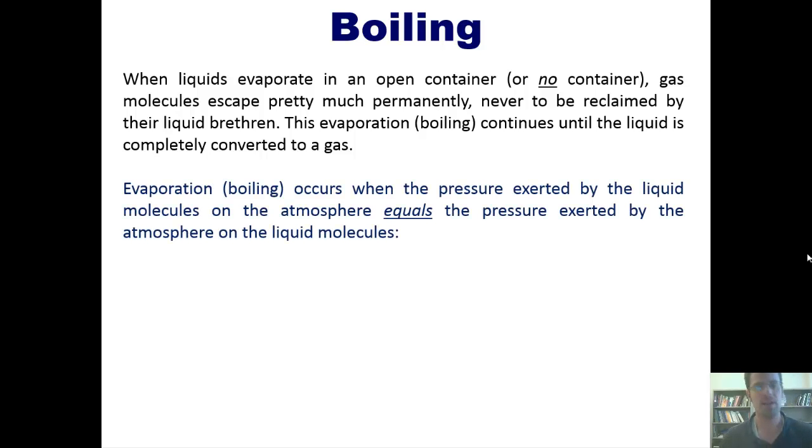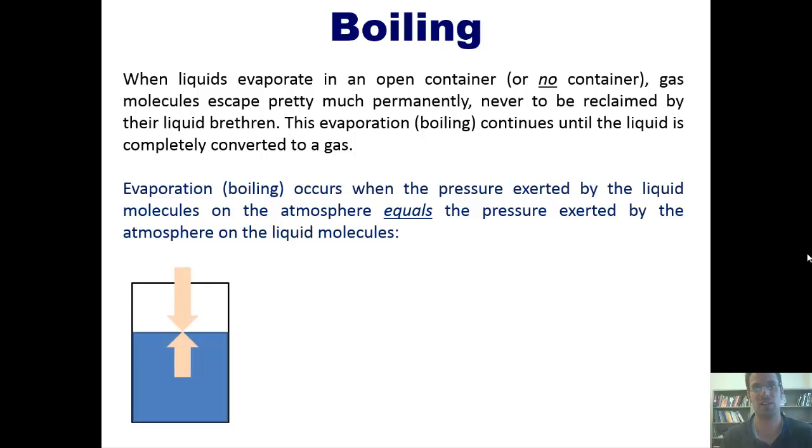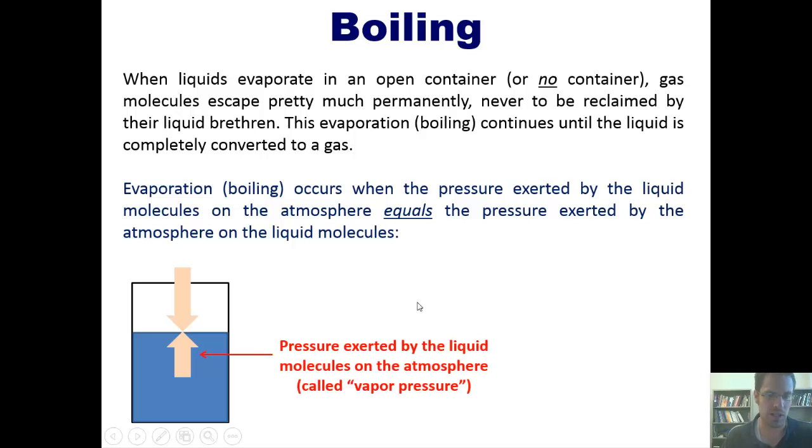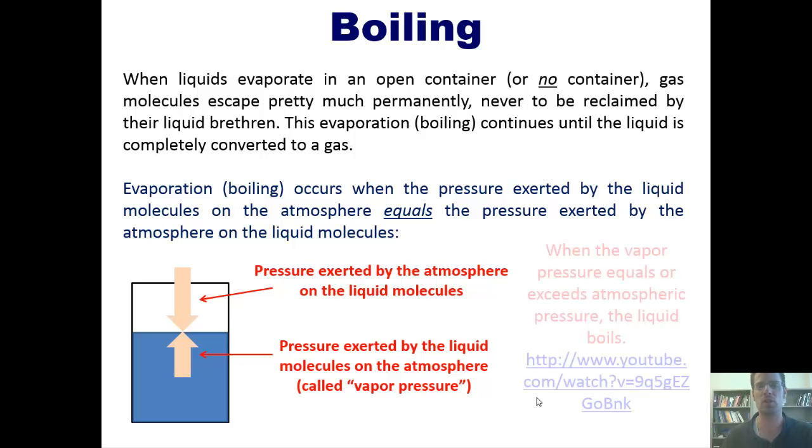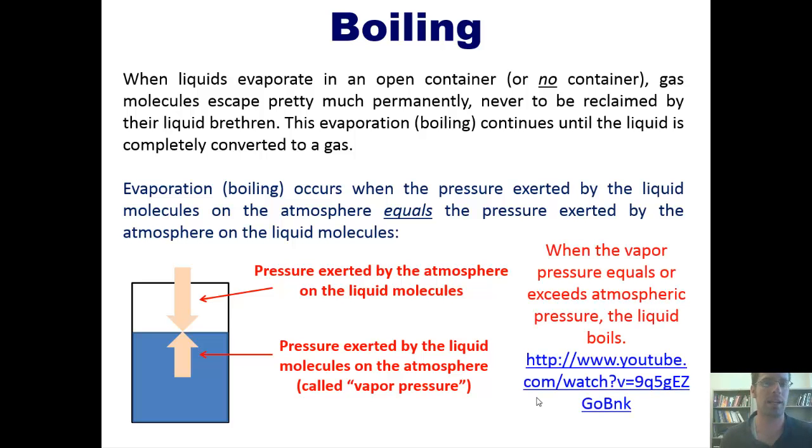Evaporation, or boiling, occurs when the pressure exerted by the liquid molecules on the atmosphere equals the pressure exerted by the atmosphere down on the liquid molecules. You can see that pictorially shown in this figure, which I drew myself. As it turns out, liquid molecules actually do exert a pressure up toward the atmosphere, as depicted by this cute little arrow. This pressure is called vapor pressure, by the way. The atmosphere similarly has a pressure called atmospheric pressure, which pushes down on the liquid molecules. As it turns out, when those two pressures are equal, that's when boiling occurs.